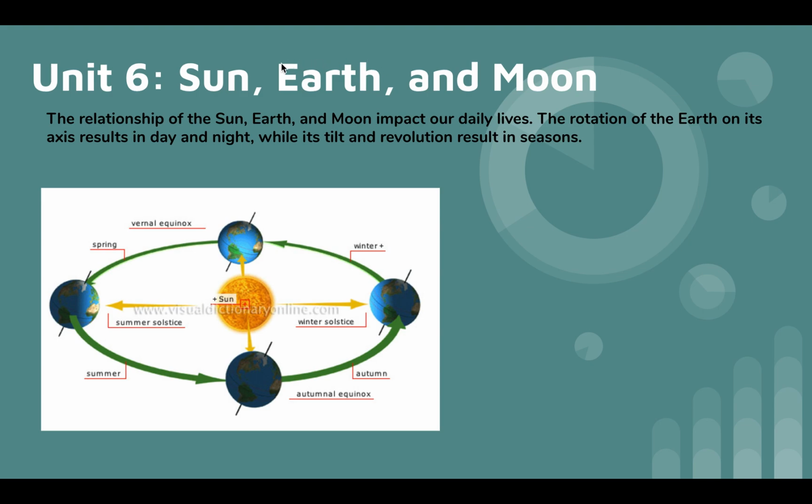In Unit 6, we learned about the Sun, Earth, and Moon. So we learned that the relationship of the Sun, Earth, and Moon impacts our daily lives. The rotation of Earth on its axis results in day and night, while its tilt, remember it's tilted 23.5 degrees, and revolution results in seasons. Remember here, the uneven distribution of heat from the sun creates these seasonal patterns where when the Earth is tilted away from the sun, one hemisphere is going to get more direct sunlight than the other.